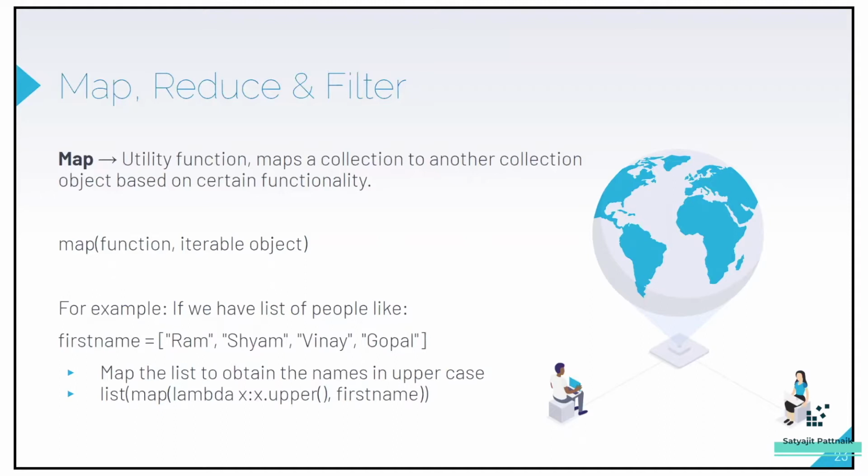So let's get started. Today's topic is going to be map, reduce and filter. Let's try to understand each one of them and then we will try to implement it using some examples. Now map, reduce and filter are the functions which bring a bit of functional programming to Python.